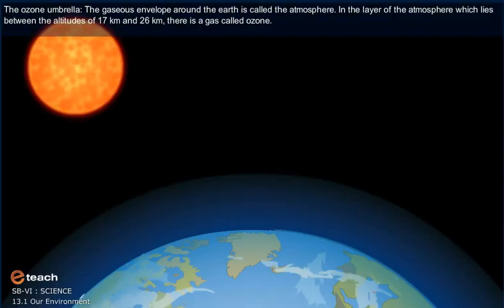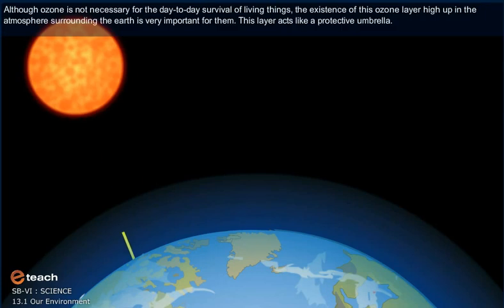The ozone umbrella. The gaseous envelope around the Earth is called the atmosphere. In the layer of the atmosphere which lies between the altitudes of 17 km and 26 km, there is a gas called ozone. Although ozone is not necessary for the day-to-day survival of living things, the existence of this ozone layer high up in the atmosphere surrounding the Earth is very important for them. This layer acts like a protective umbrella.